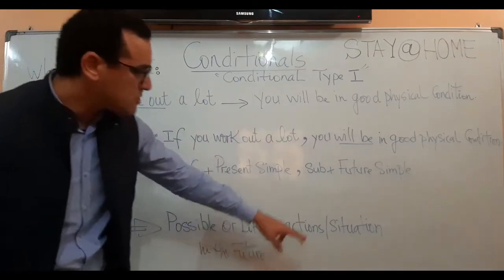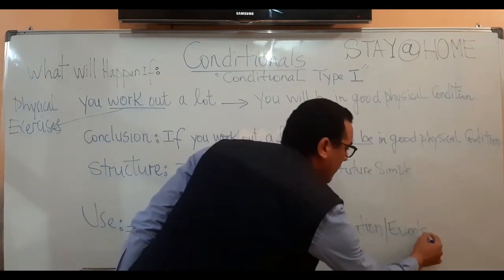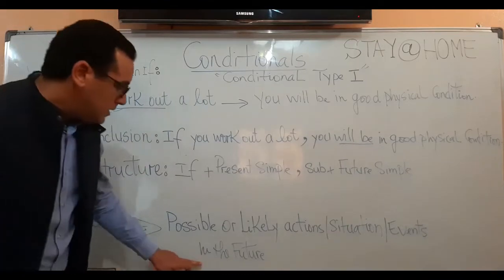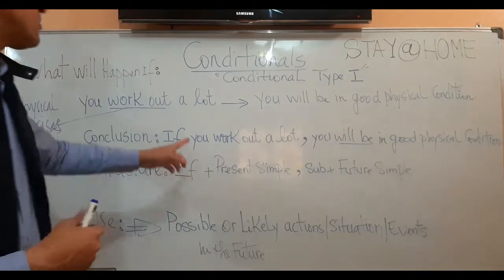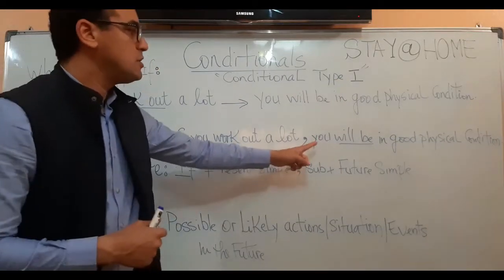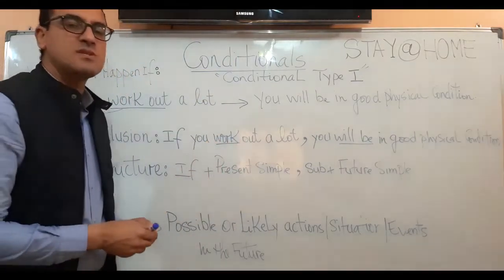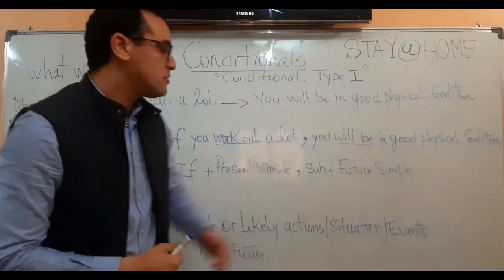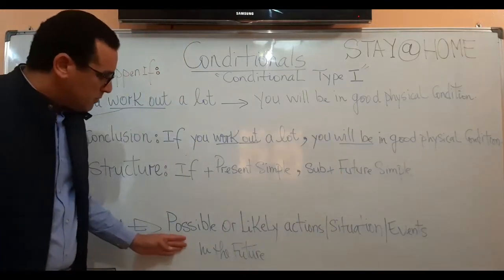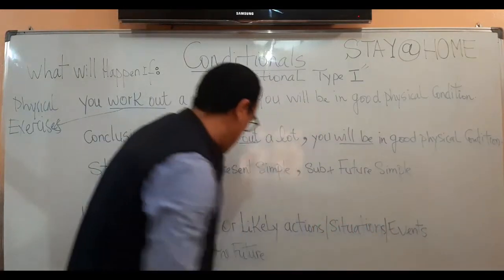Possible or likely actions, situations, or events in the future. So that's conditional type 1. Look at the structure. If you work out a lot, you will be in good physical condition. We have if plus the present simple of the verb. Here we have a phrasal verb, work out. The result is in the future simple. The use is possible or likely actions, situations, events in the future. Let's now move to the next type.